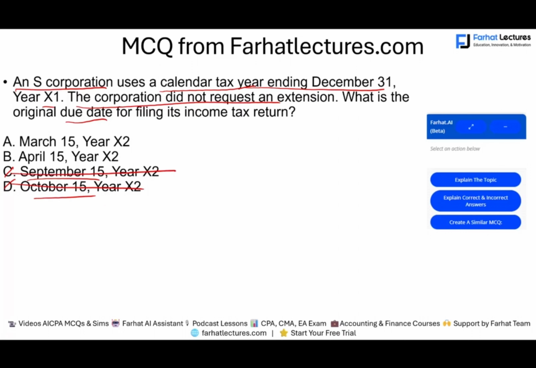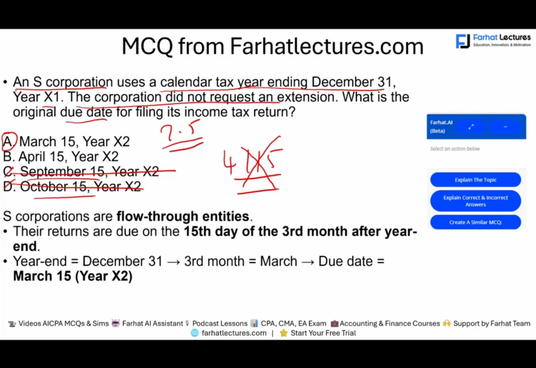Now we're between March 15th and April 15th. If you don't read the question carefully, and in your mind we always assume April 15th is the due date, you might select April the 15th, but that's incorrect. Remember, S corporation is a pass-through entity, and a pass-through entity would follow 2.5 months after the year end, or the half of the 3rd month. So the due date is March the 15th.